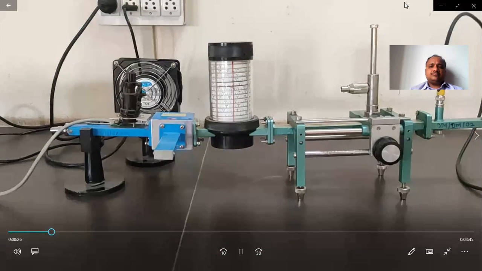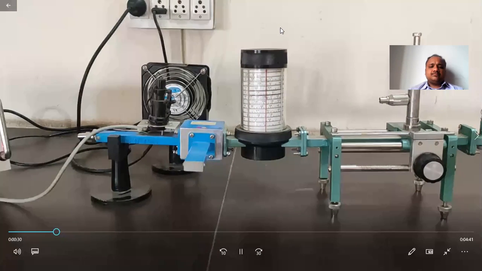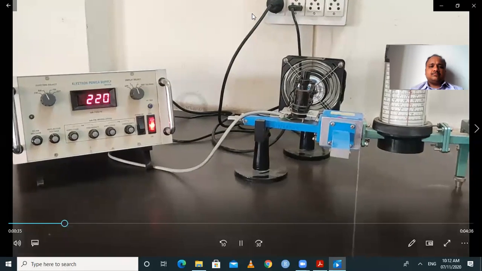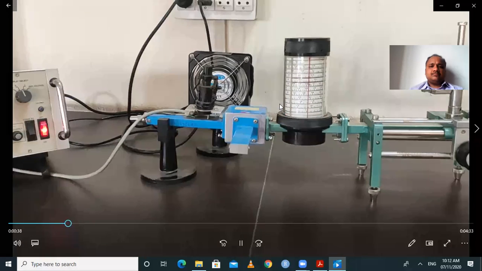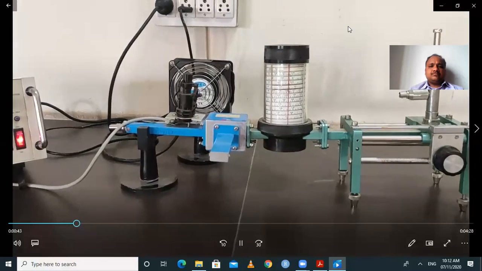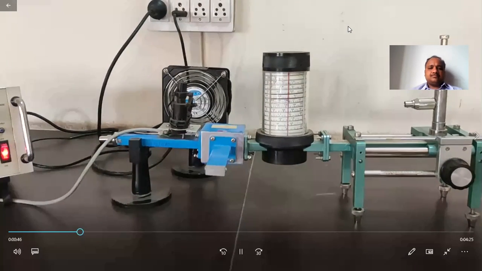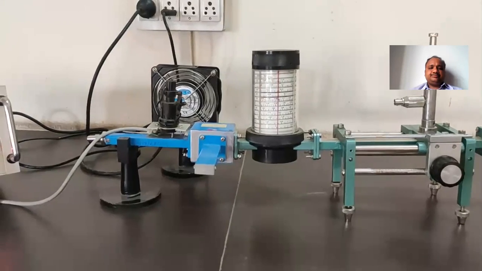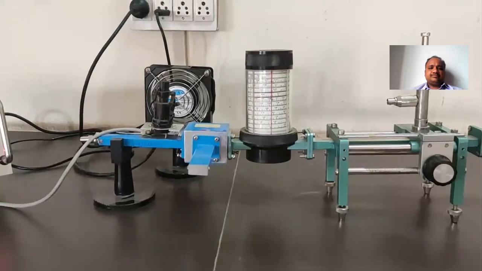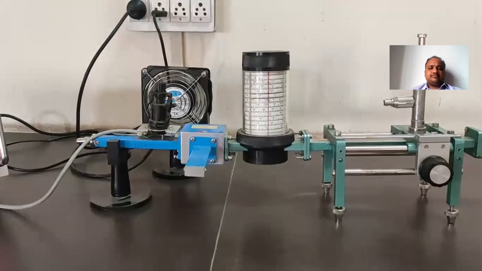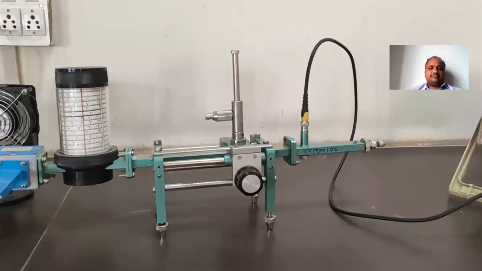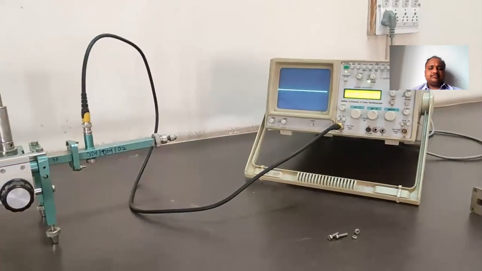That setup contains a klystron tube, the black color klystron tube, and it requires a klystron power supply. Output of the klystron power supply is connected to the klystron tube, and a fan is used as a heat sink for the klystron power supply as well as the klystron tube, because the klystron tube contains a filament which gets heated as we operate for more time. So a cooling system is required for that. Then it is followed by an isolator, a direct reading frequency meter, a slotted section, and a detector mount, and the output of the detector mount is connected to a CRO.